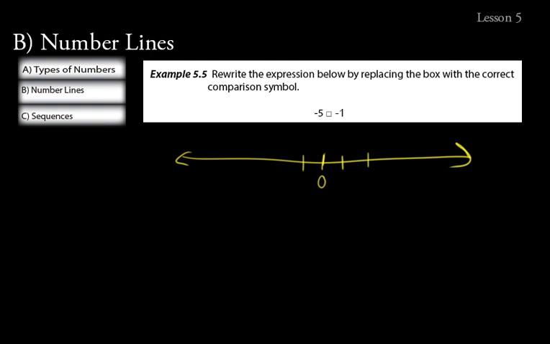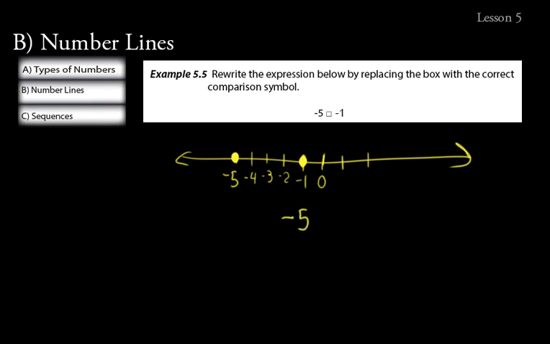So I'll put a -1, 2, 3, 4, 5. Let's label them: -5, -4, -3, -2, -1, and then we have 0 there. So comparing these, here's -5, here's -1. To the right is always greater. And so we have a -5.